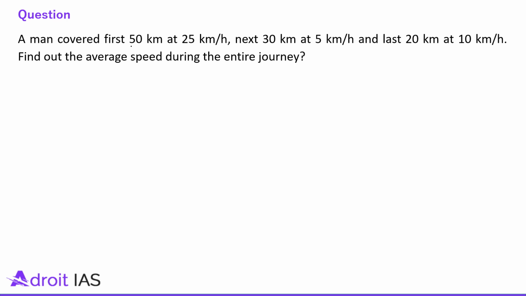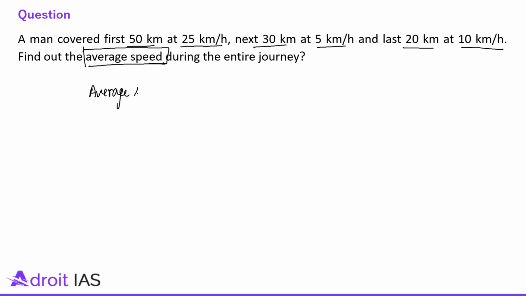A man covered the first 50 kilometers at 25 km per hour, the next 30 km at 5 km per hour, and the last 20 kilometers at 10 kilometers per hour. Find out the average speed. The new term, average speed, right? So what is average speed?